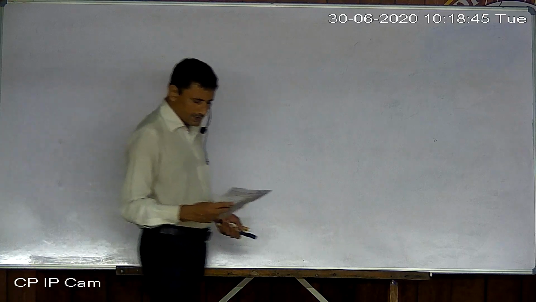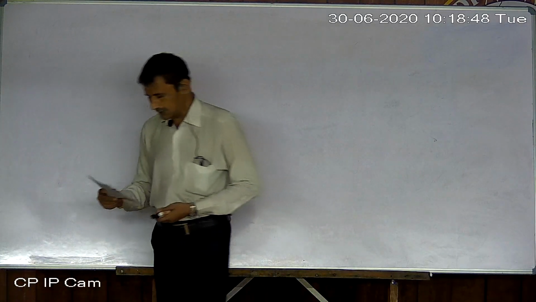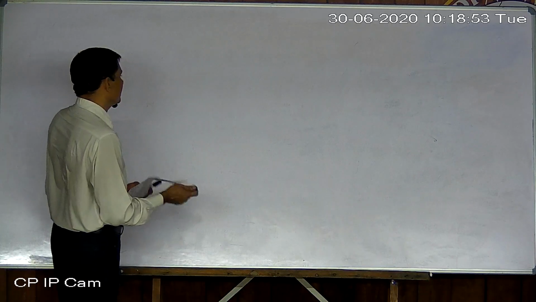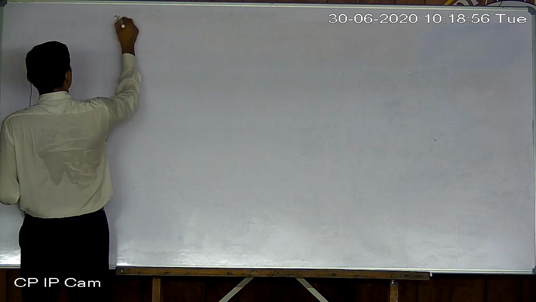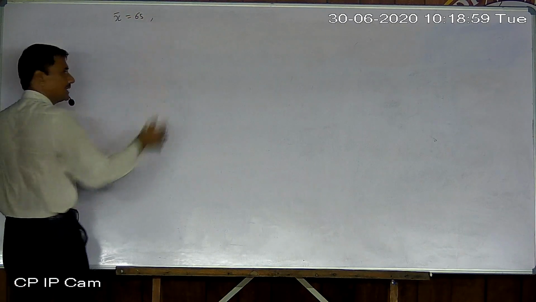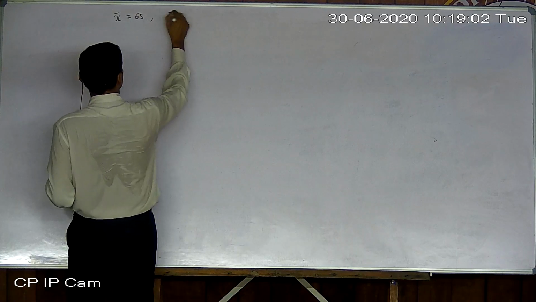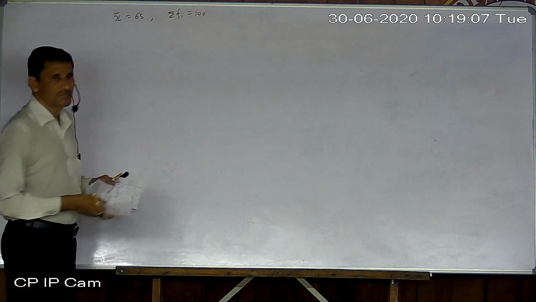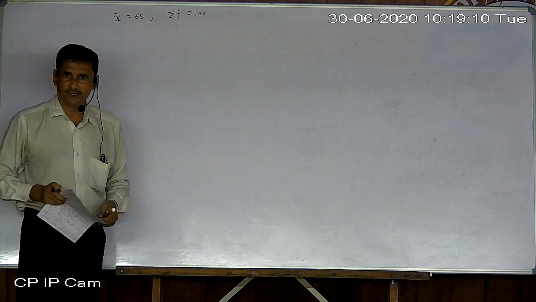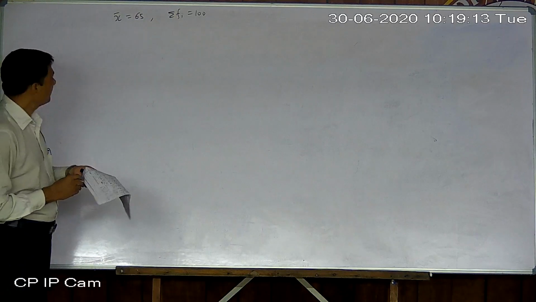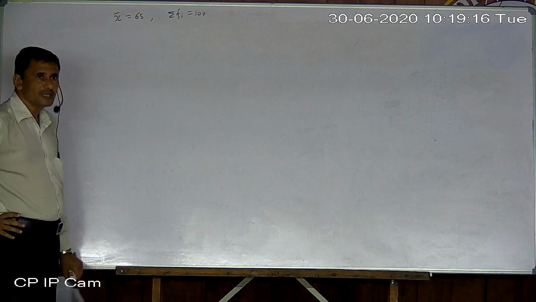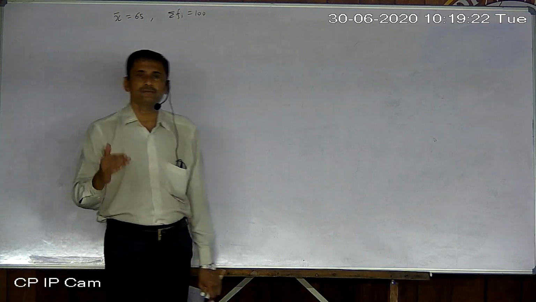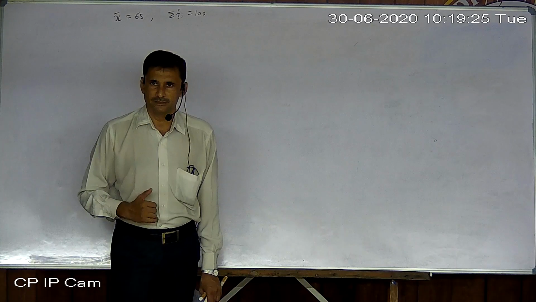I am going to solve one example, one question, in which the mean is given as 65. In the instruction only you will be given that the mean is 65 of so many observations. Here sigma fi is given as 100. You will not get this in symbolic way. The statement will be like this: mean of 100 observations is 65, for any frequency distribution, then find the missing frequencies.